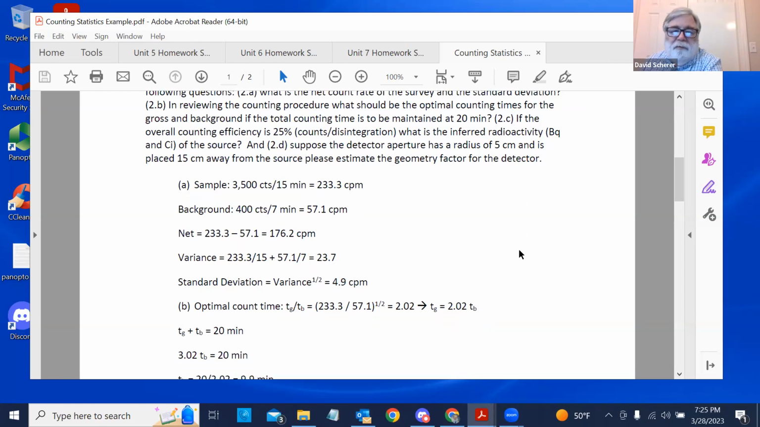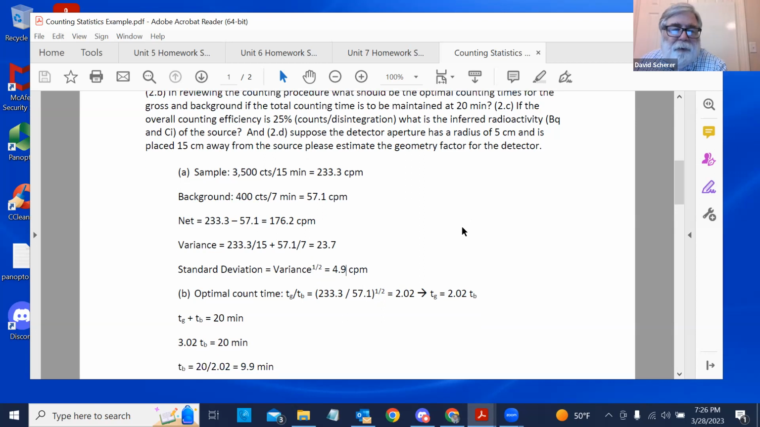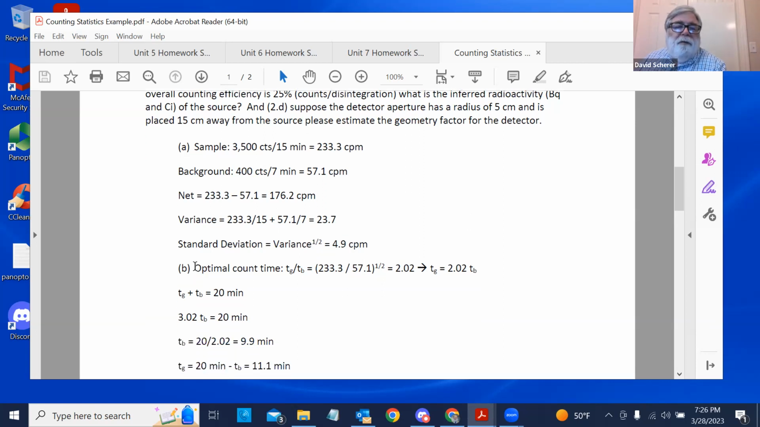Okay. I'm just trying to give an example here. It's going fast because I'm not using the calculator to push the buttons, but I want to show you the concepts in case you need to do this again at some point. So another thing that was talked about in the lecture was the optimal count time.